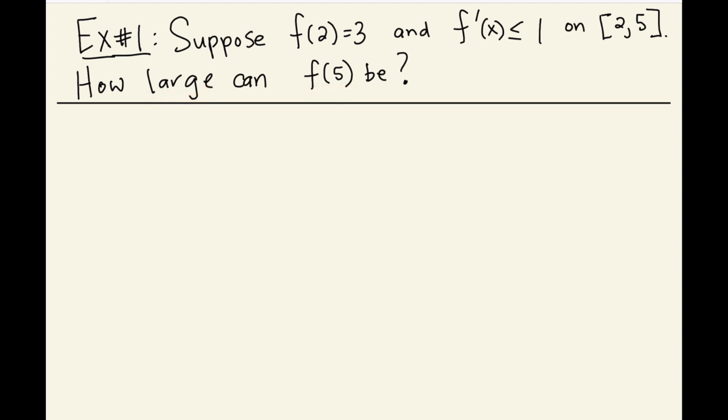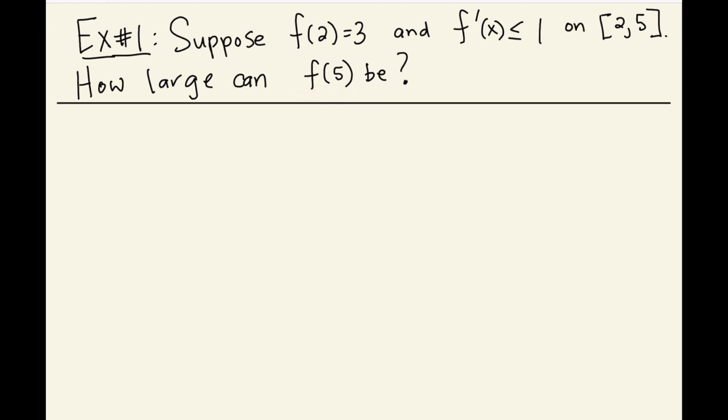Okay, so this question is basically telling you where the function starts. We have a starting point on this interval, and it tells you a bound on the growth of the function. So this is basically saying the rate of growth is bounded by 1. So the question is, how much can this function grow? What is the most the function can grow? So like, how large can f of 5 be?